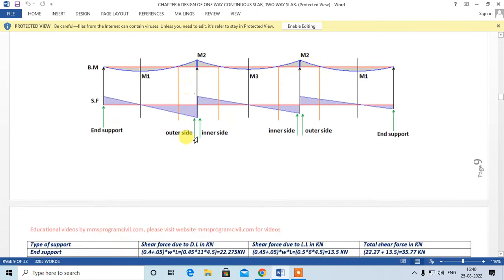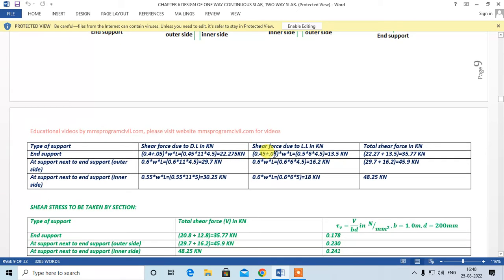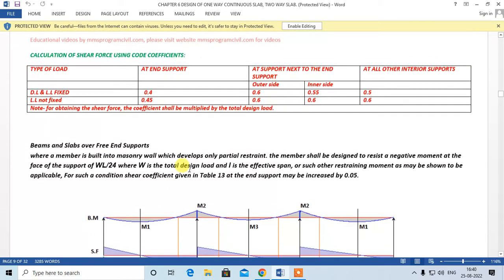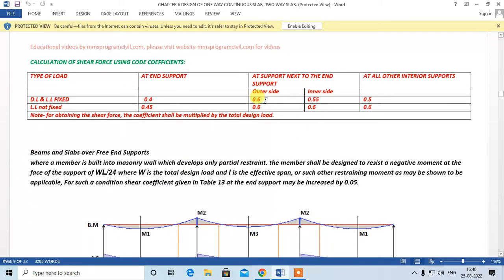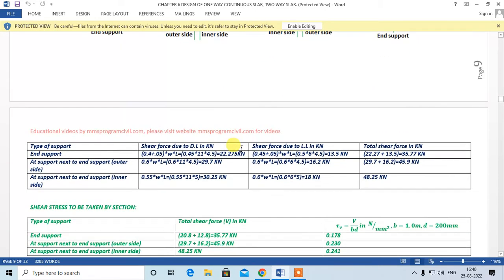Now 0.45 plus 0.05 into live load into span. This is your live load. Shear force due to live load, shear force due to dead load. Add these, you get the total shear force, that is 35.77. Similarly, over here, 0.6 into dead load into span plus 0.6 into live load into span. Total is 45.9.